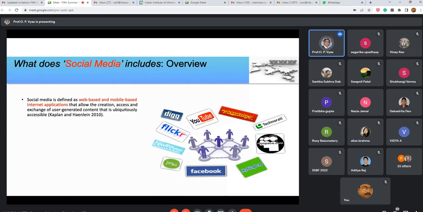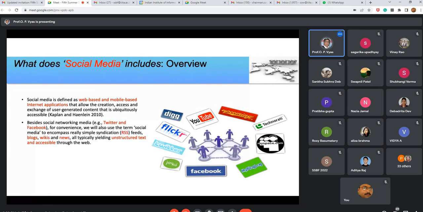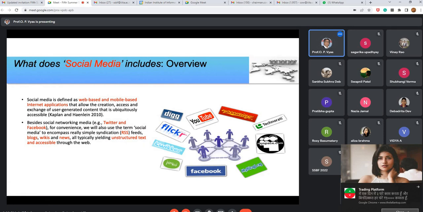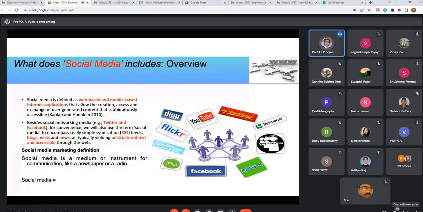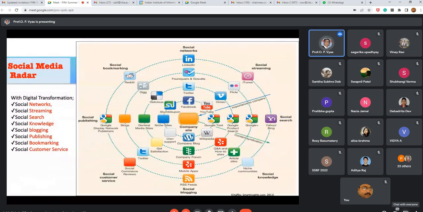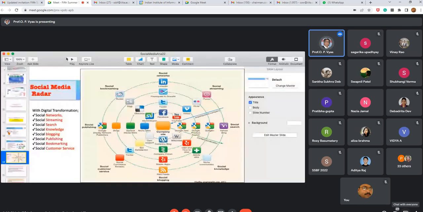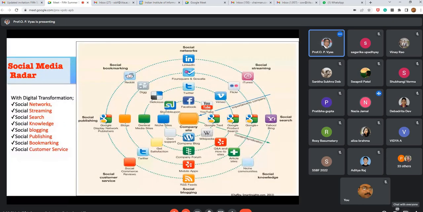If I ask you what social media includes, you always have to answer that it is defined as web-based and mobile-based internet applications that allow the creation, access, and exchange of user-generated content that is ubiquitously accessible. That is the formal way. And of course, not only Twitter and Facebook, but social media also encompasses RSS feeds, really simple syndication feeds, blogs, wikis, and news, all typically yielding unstructured text and accessible through the web. An important thing is that it's an instrument for change. So covering all of them, I have a social media radar. Can you see the picture on your screen, social media radar? Yes, sir.